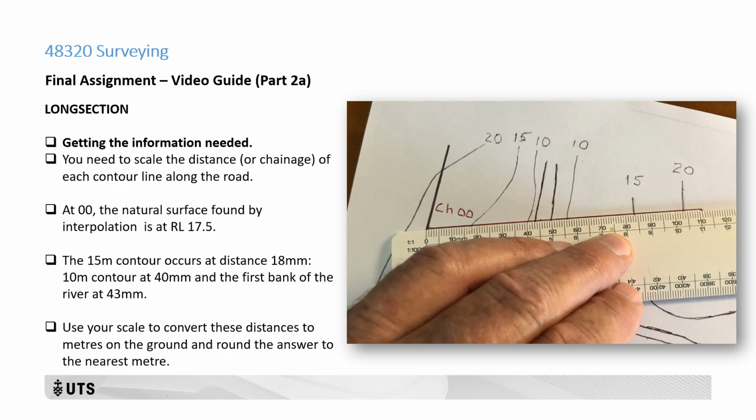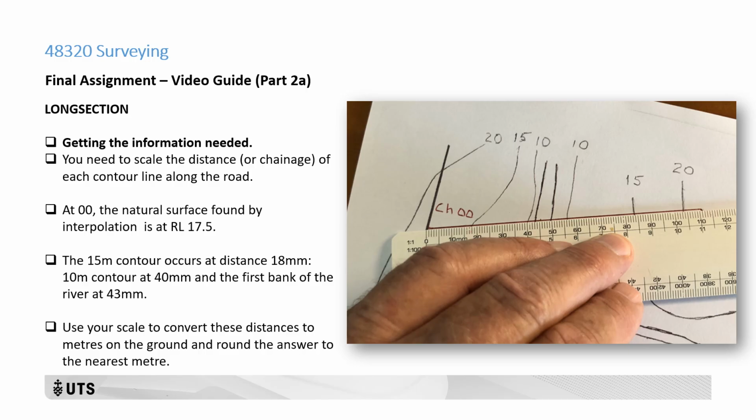As we scale down on the straight, we've got the 15-metre contour cropping up at 18 millimetres along. The 10-metre crops up at 40. The first bank of the river at 43, second bank at about 49, and so on. We keep working through there. If you're working in a 1 in 2,000 scale, you can go directly.